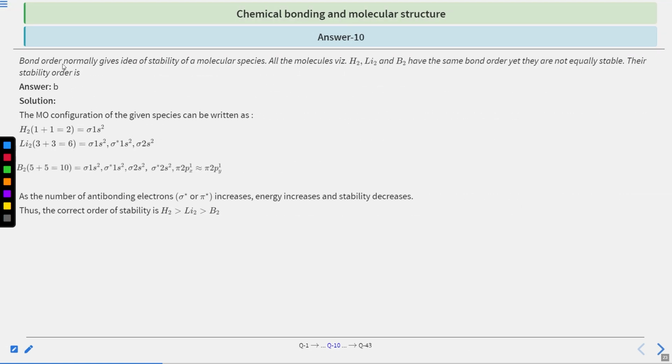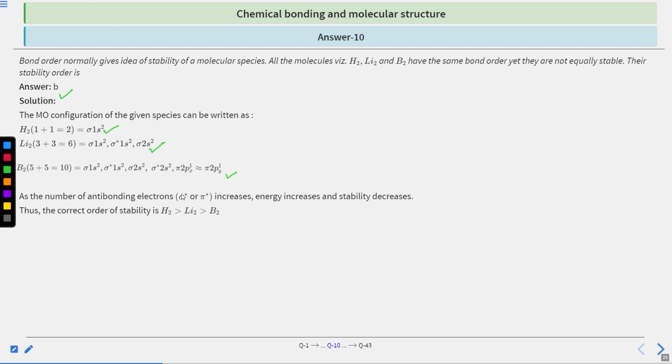Okay, so the correct answer is option B. The molecular orbital configuration of the given species can be written as follows. For H2, the number of electrons is 2 and the electron configuration will be this. For Li2, the number of electrons is 6, and we can arrange the 6 electrons and write the electronic configuration like this. V2 has 10 electrons, and we can write the electronic configuration for the same like this.